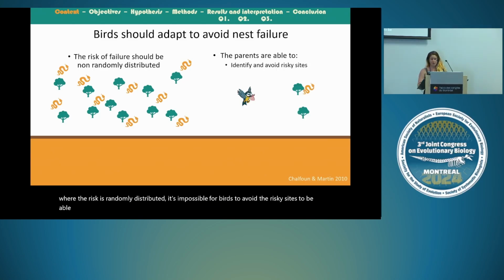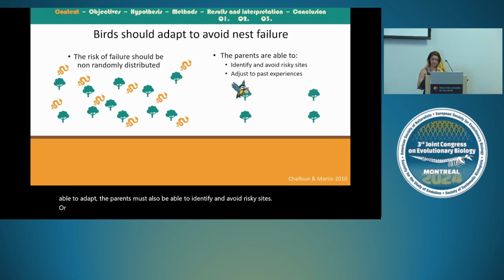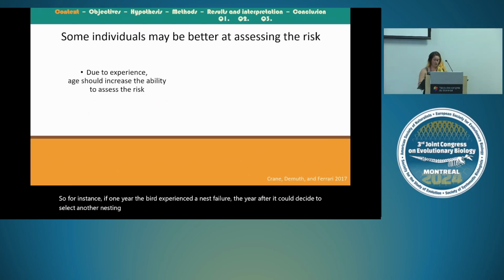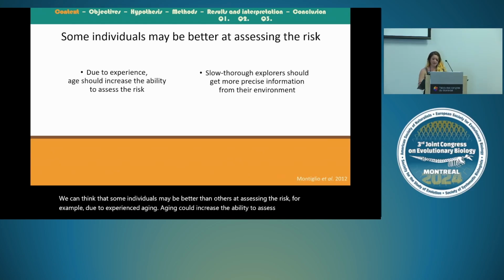To be able to adapt, the parents must also be able to identify and avoid risky sites or adjust to past experiences. So for instance, if one year the bird experienced a nest failure, the year after it could decide to select another nesting site. We can think that some individuals may be better than others at assessing the risk. For example, due to experience, aging could increase the ability to assess the risk, and slow explorers should get more precise information from their environment and thus be better at assessing the risk than fast explorers.